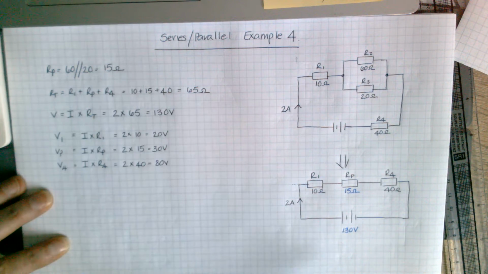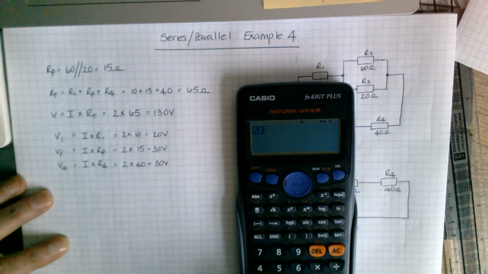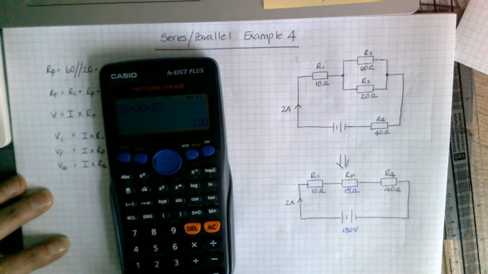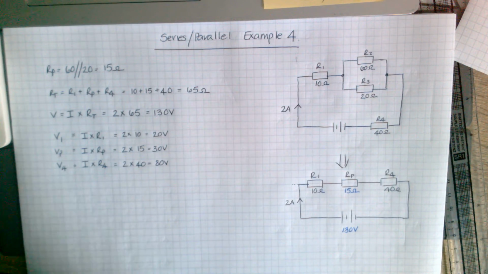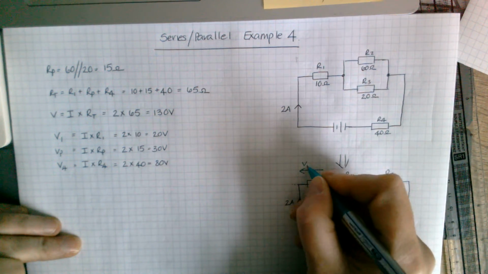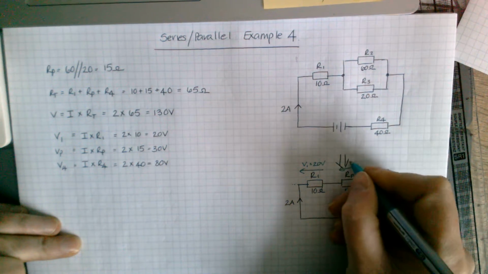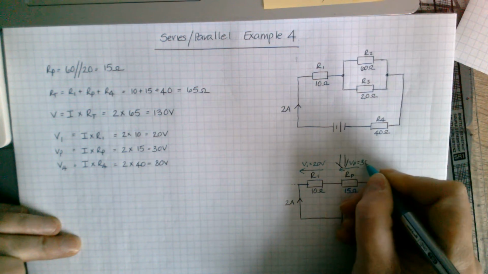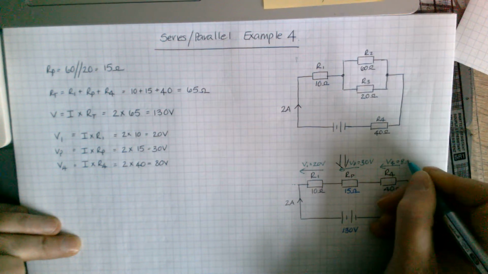And these 3 voltages should add up to give you 130. So when you add 20 plus 30 plus the 80, that's these 3 values here, you should get 130, and that should match that, which it does. So now you have your voltage here across R1, V1, 20. Your voltage across this RP, I've not left myself enough space, VP, 30. My voltage across R4, V4, 80.